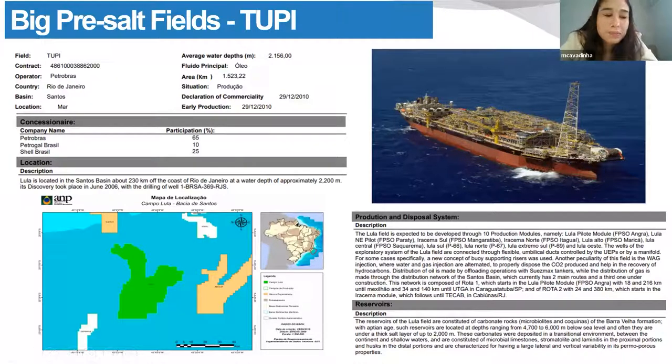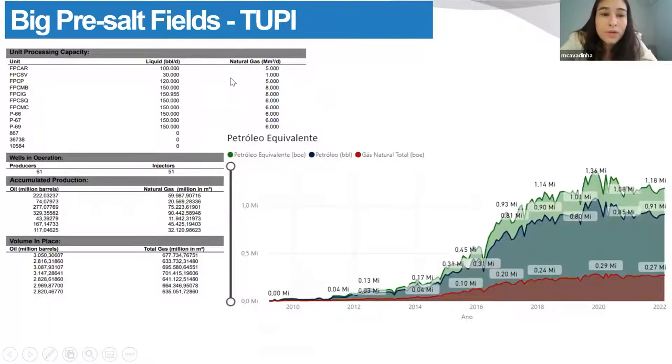2,000 meters. And we can see that we have 9 production units, big production units, each more than 150,000 barrels per day. And we can see in this plot that the production is around 1 million barrels per day in the field. So it's a very important field for Brazil, and has a very large volume in place as well, more than 3 billion barrels of oil in place.